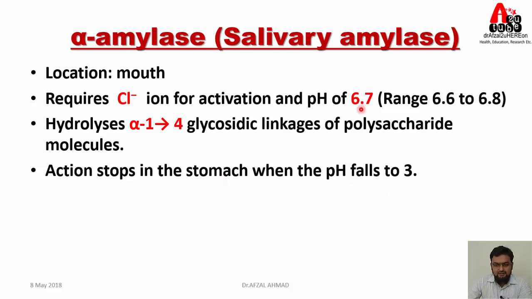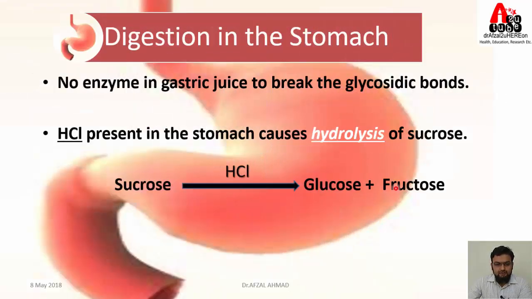In the oral cavity, the optimum pH required for its action is 6.7, whereas when the food reaches the stomach, because of the HCl present in the stomach, the pH falls to 3. So the activity of amylase stops in the stomach. Now, what is digested in the stomach of whatever we are taking as a carbohydrate diet? No enzyme in gastric juice is present to break the glycosidic bond. So it is one of the important clinching points here.